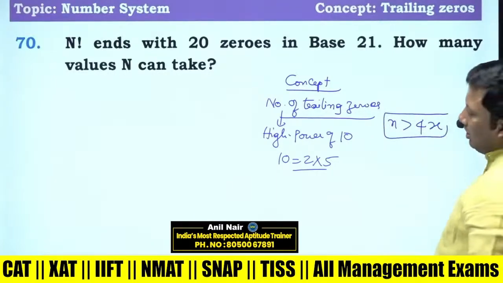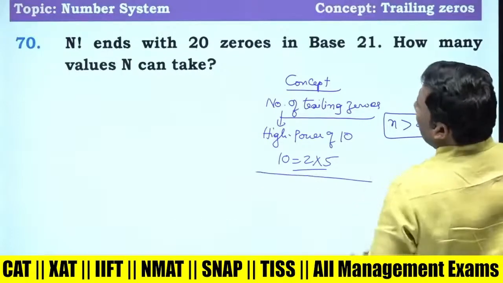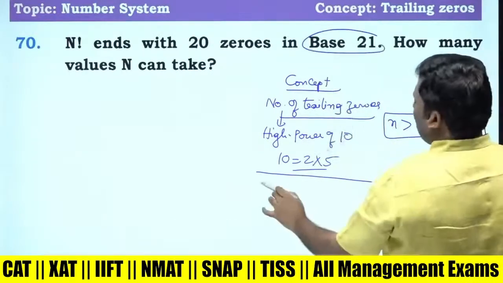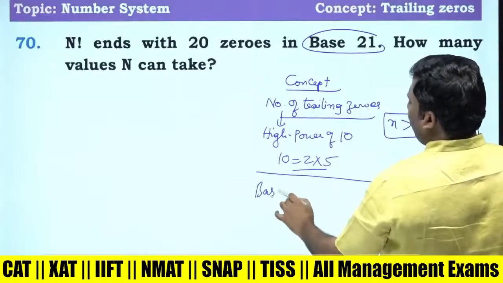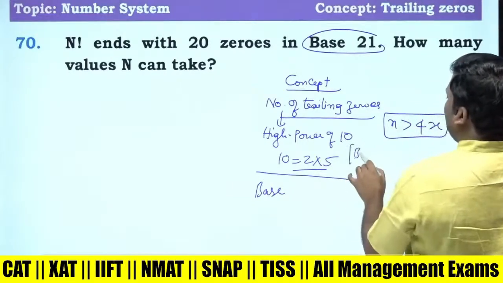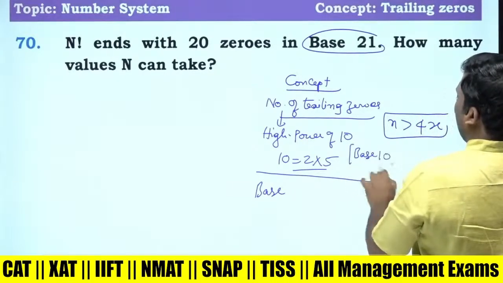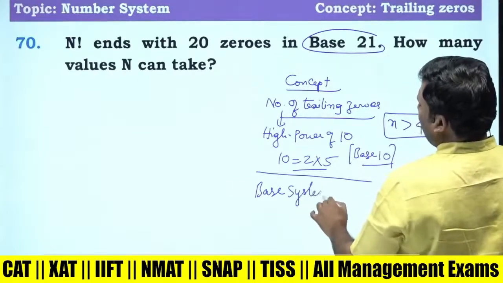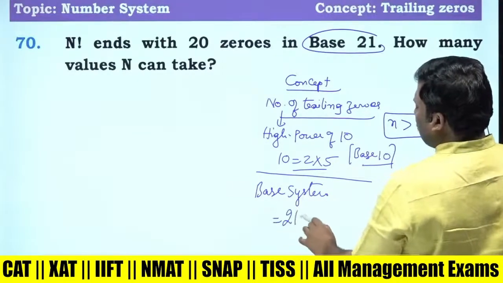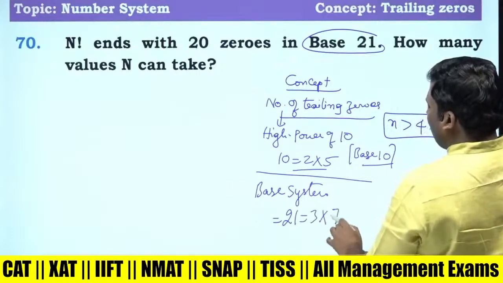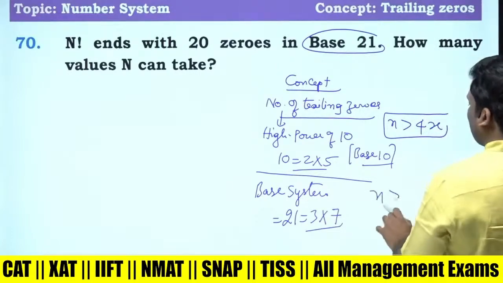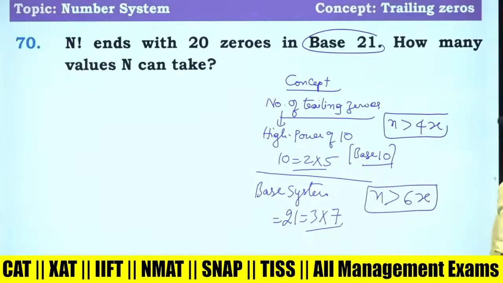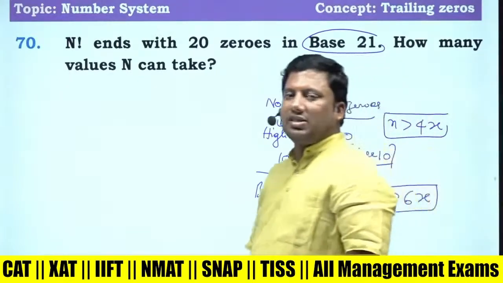Am I right? The same thing here. N factorial ends with 20 zeros in base 21. In base system 10, I took 2 and 5. In base system 21, it is 3 into 7. So 3's are more compared to 7's. So the relationship is n is greater than 6x.